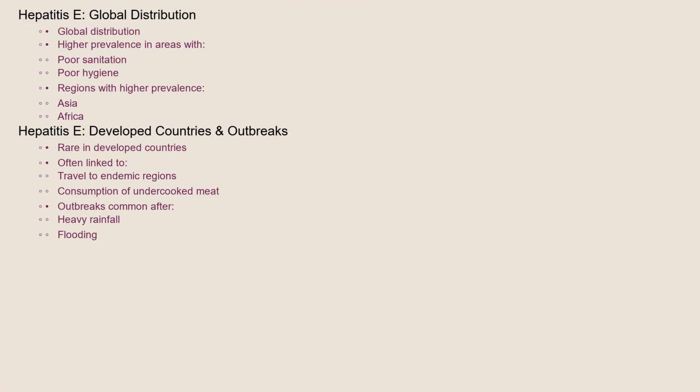Hepatitis E has a global distribution, but it's much more prevalent in areas with poor sanitation and hygiene. These regions include parts of Asia, Africa, Central America, and the Middle East. In developed countries, hepatitis E is relatively rare and often linked to travel to endemic regions or consumption of certain undercooked meats. Outbreaks are common after heavy rainfall or flooding that contaminates water supplies.